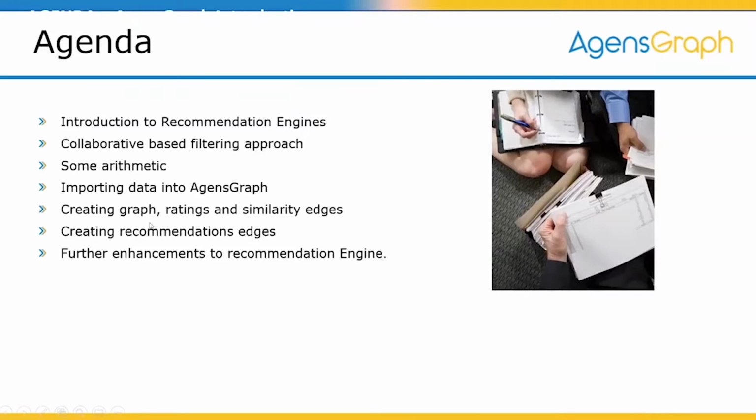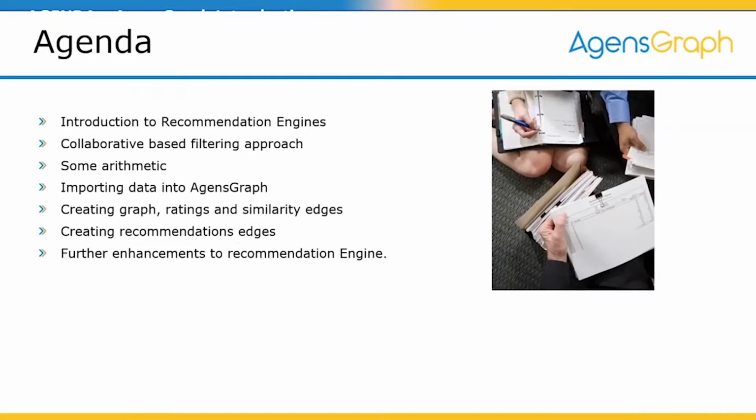Then we'll create the graph, we'll create ratings and similarity edges. Then we'll create recommendation edges, and then I'll recommend some further enhancements to my very, very basic recommendation engine. But everything that's covered today, you will be equipped to go away and create a perfectly functional recommendation engine. It could always benefit from enhancements, but the core technology, the core theory of recommendation engines, will be implemented in literally 40 lines of Cypher. It could be a lot less, in fact, but for explanation purposes, we'll do the whole thing in a few lines of Cypher.